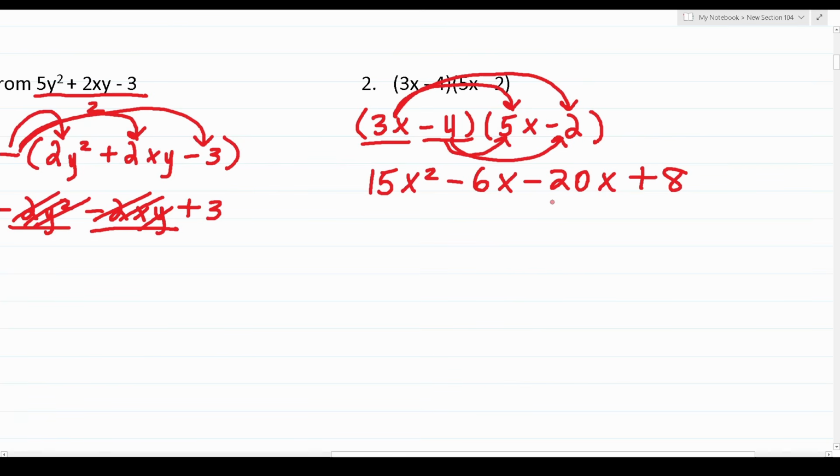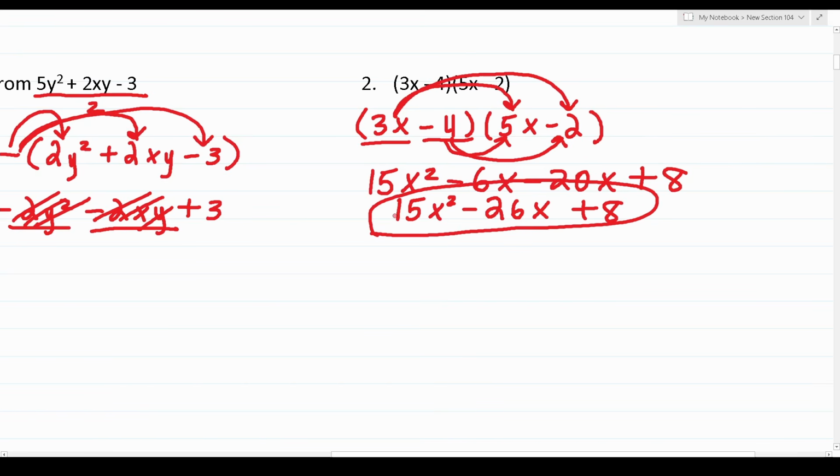And whenever possible, you want to combine your like terms. There is no other term with the variable x raised to the second power except for 15x squared. So we're just going to copy that one down as is. Negative 6x and negative 20x are like terms, so we'll combine them to be negative 26x and then plus 8. All right, so when we multiplied 3x minus 4 and 5x minus 2 together, our result was 15x squared minus 26x plus 8. And that's all there is to multiplying polynomials.